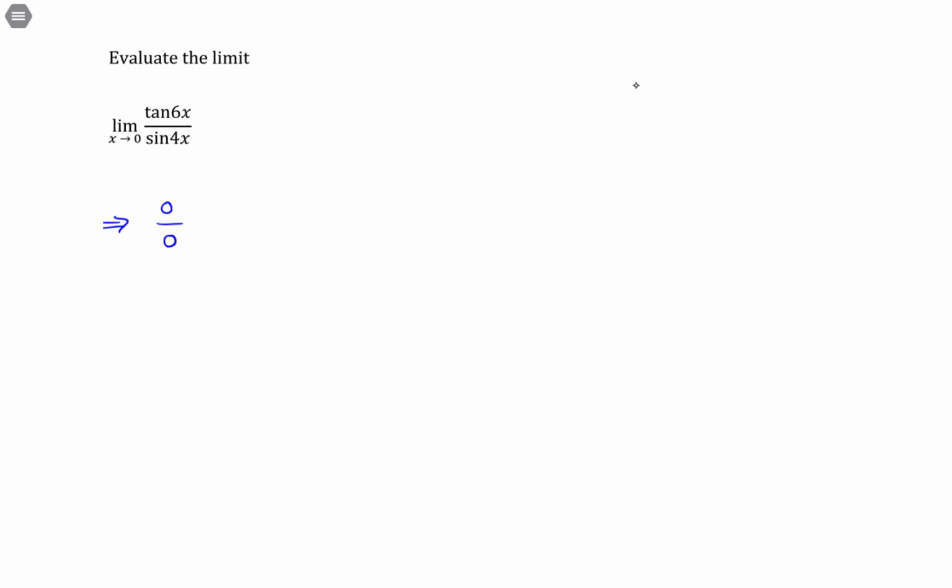So this gives me the indeterminate form 0 over 0, which is a situation where I can use L'Hopital's rule in order to evaluate the limit. So I will apply L'Hopital's rule. And L'Hopital's rule says that the limit is equal to what we get if we take the derivative of the numerator. The derivative of tangent is secant squared.